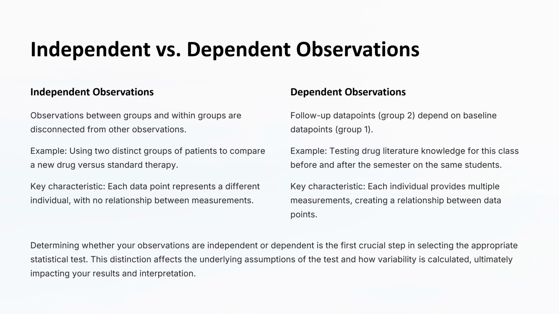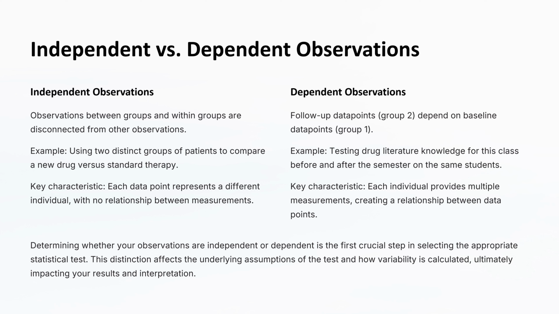I keep talking about one of the criteria for picking a statistical test being whether it's independent or dependent observations. So here's in more detail what that means. Independent observations are observations between two groups, like a treatment and a placebo group, and they're disconnected. Okay, there is no overlap in those groups. Those are distinct groups with distinct individuals. And so again, you could compare a new drug versus standard therapy with two groups. Each data point represents a different individual.